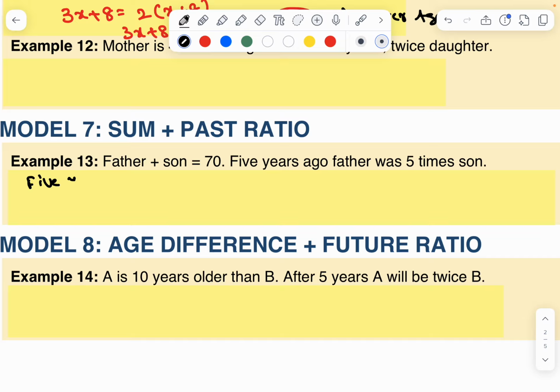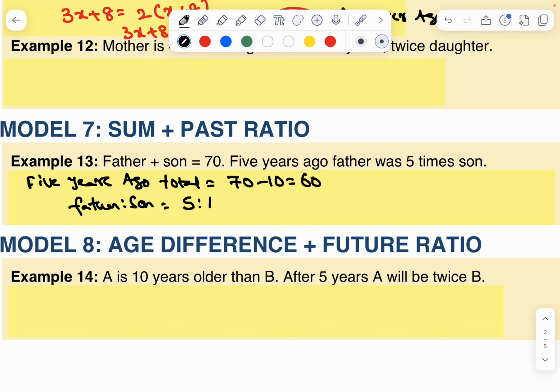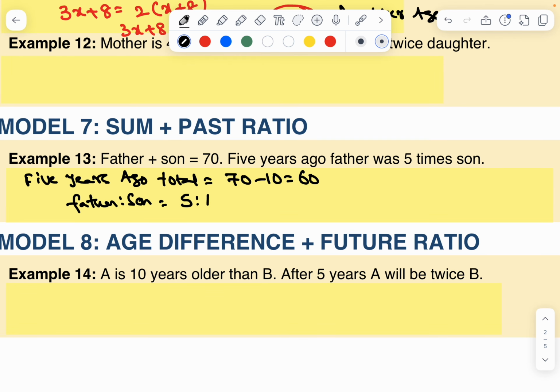5 years ago, total 70 minus 10, that is equal to 60. Father is to son, 5 is to 1. Therefore total 5x plus x is equal to 60. Therefore 6x is equal to 60. x is equal to 10.